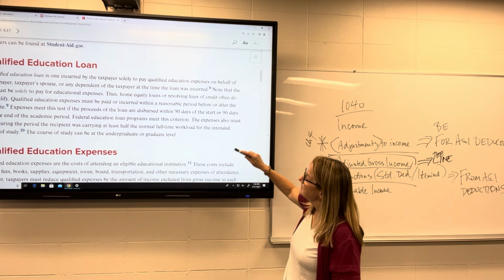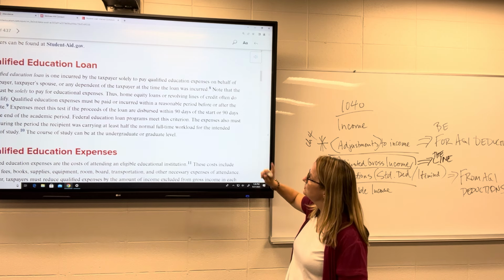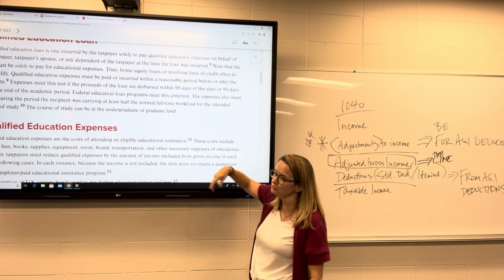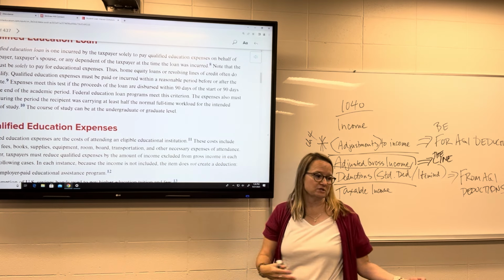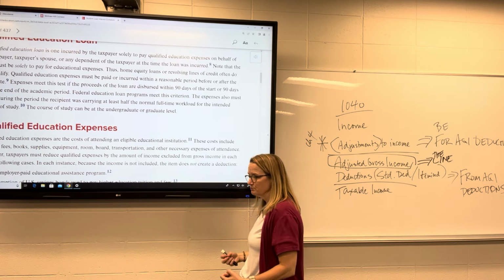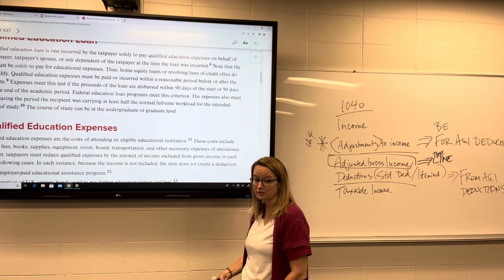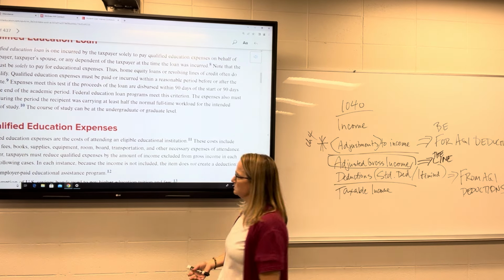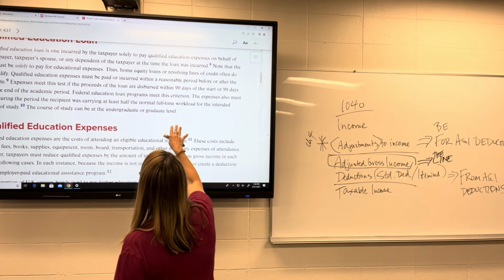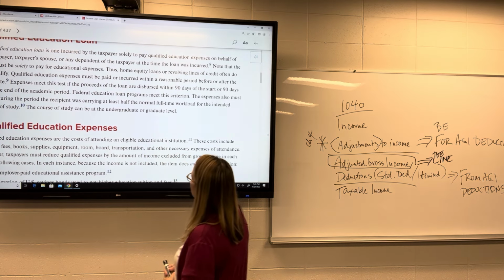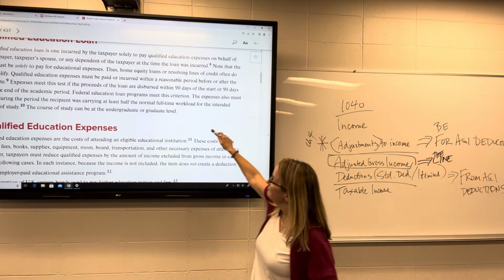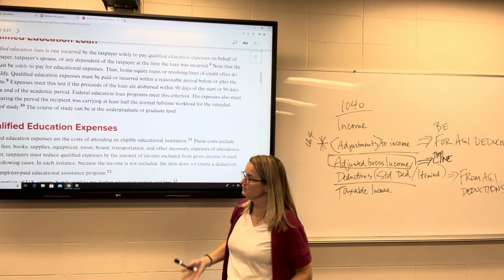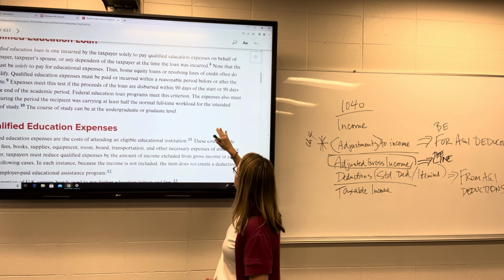The educational expenses have to be paid or incurred within a reasonable period before or after the loan date. This is to prevent people from using those loan proceeds for something else. Taking out a student loan and then not really going to school or not really using those proceeds for education, then it would not be a qualified student loan payment. Any federal education loan will meet that criteria. So if it's through the federal government, it would meet that criteria.